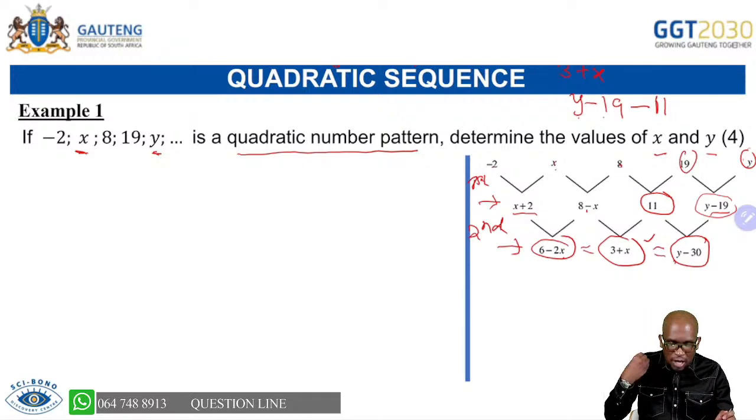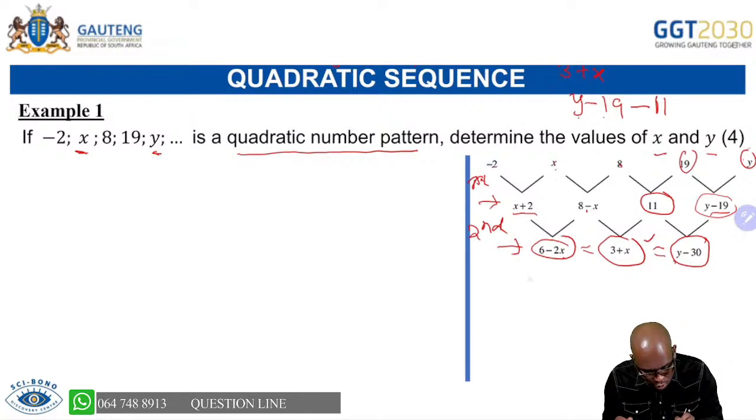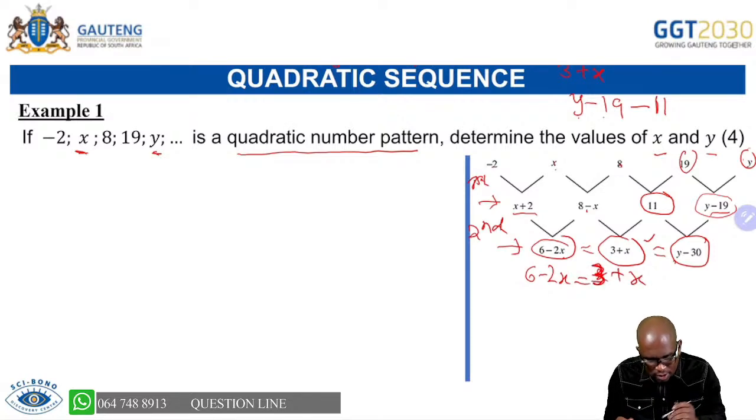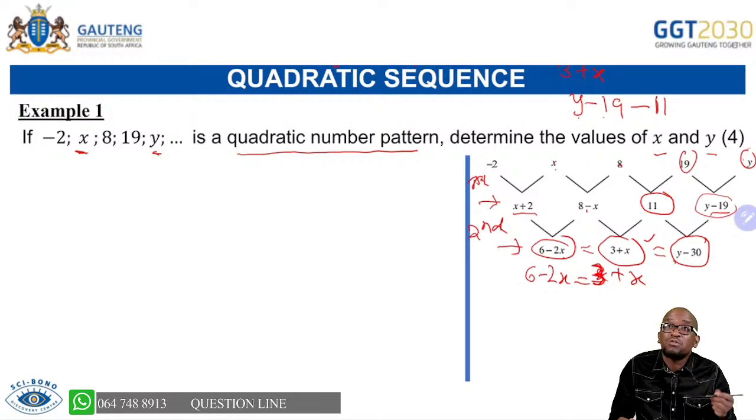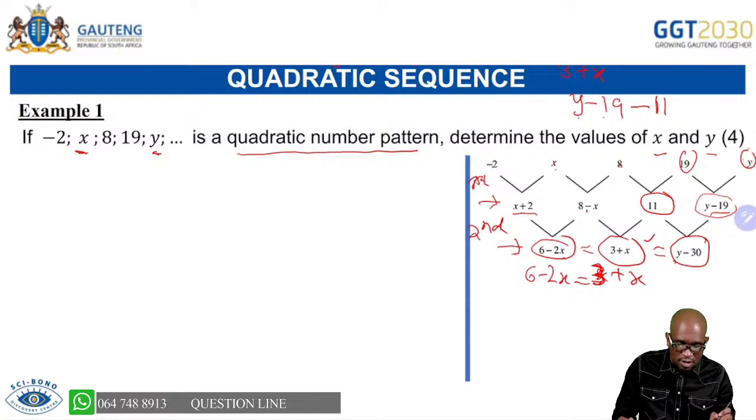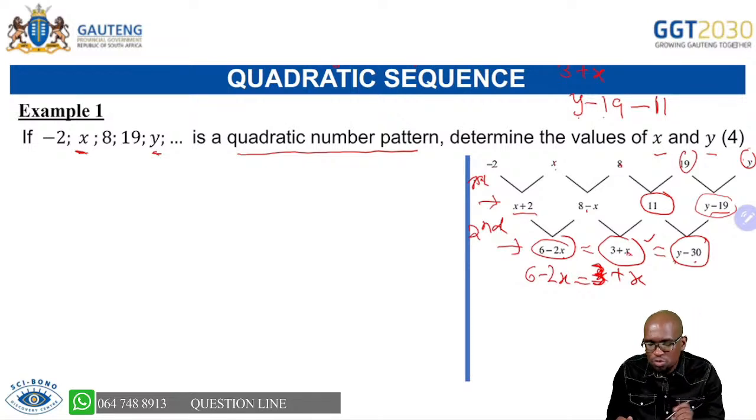So that is what we are going to be using to solve for x and solve for y. First we will equate 6 minus 2x is equal to 3 plus x, and this will give us the value of x. Then, after knowing the value of x, it will be easy to work out the value of y. We can equate these two as well.